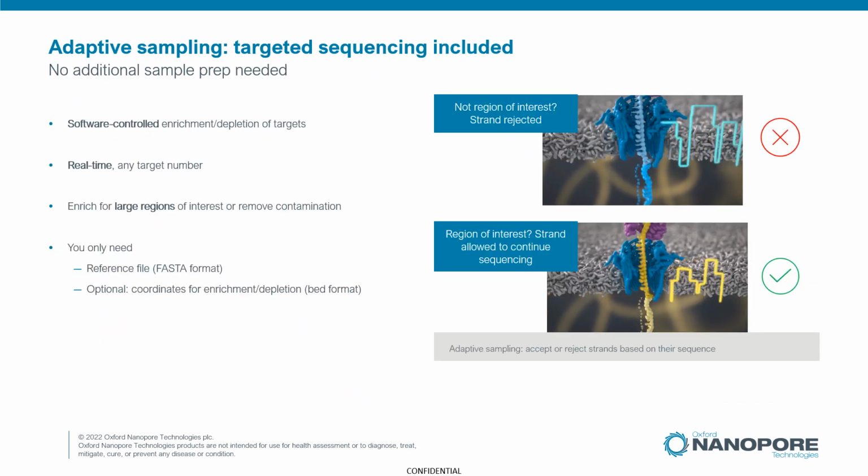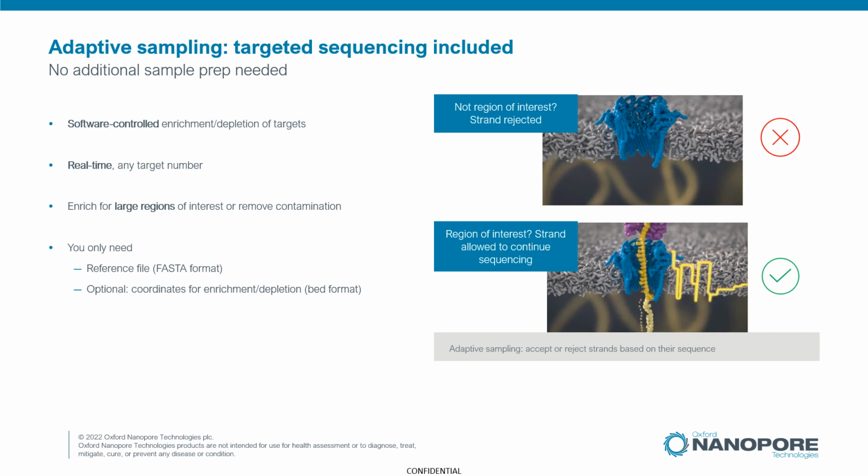Another unique feature to nanopore sequencing is the ability to perform adaptive sampling. This is a real-time method of software-controlled enrichment. It allows for targeted sequencing to happen in silico at the software level, alleviating the need to enrich for your target upstream of library preparation. And there's no limit to read length or target numbers. You only need a reference file for your target or targets of interest.